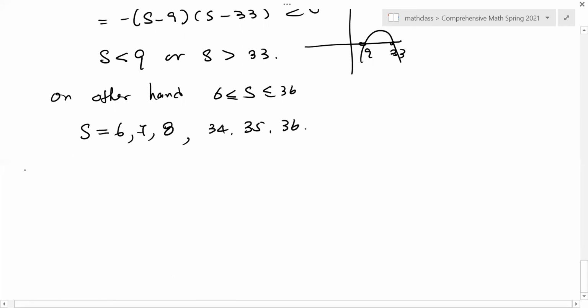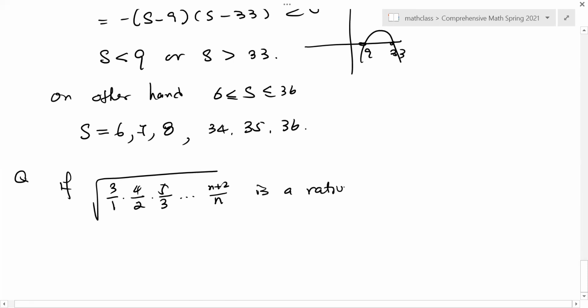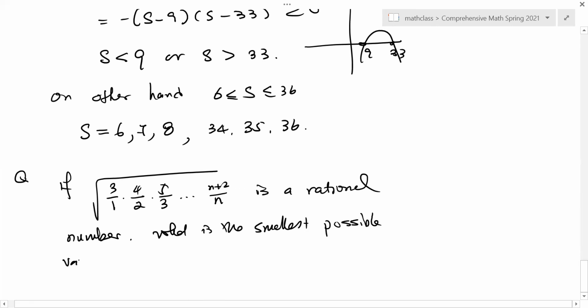Okay. Our next problem is from ShenMathClass 2. Okay. We assume that the following expression represents a rational number. What is the smallest possible n? If 3 over 1, 4 over 2, 5 over 3, similar to the first problem, is a rational number. Okay, what is the smallest possible value of n?